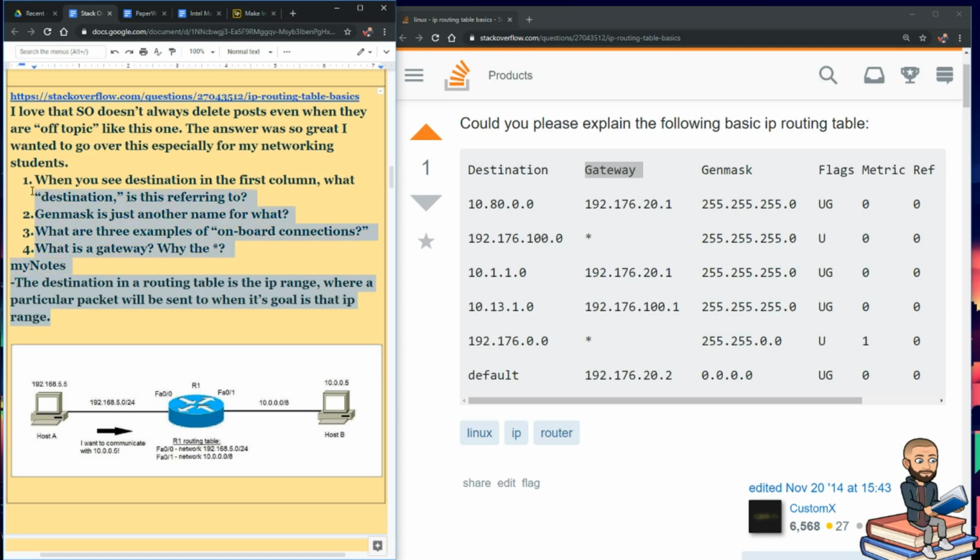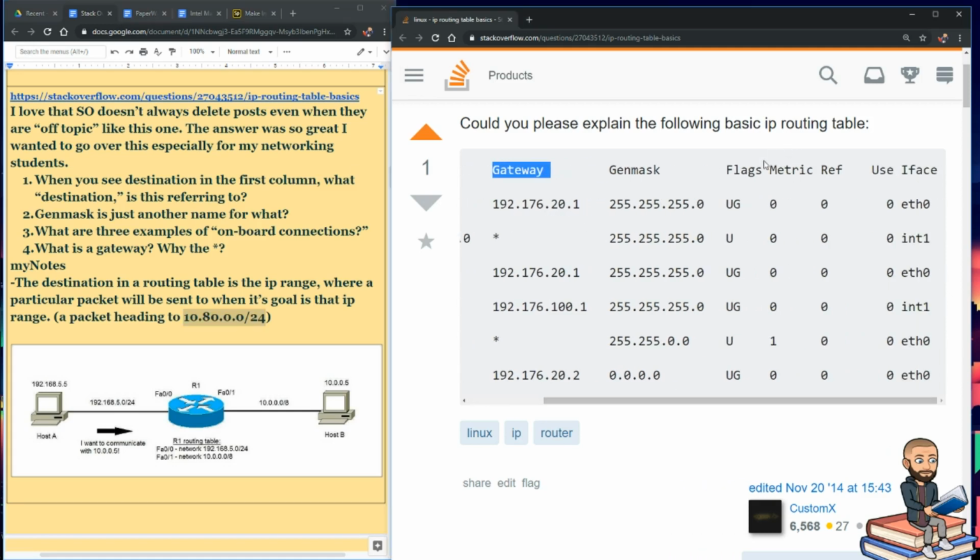To answer this first question specifically, I say something like the destination in a routing table is the IP range where a particular packet will be sent to when its goal is that IP range. So in parentheses, if a packet is heading towards this network, this range, it's going to go to this gateway. A good way to think of gateway is just a router. Let's skip the flags for this lesson.